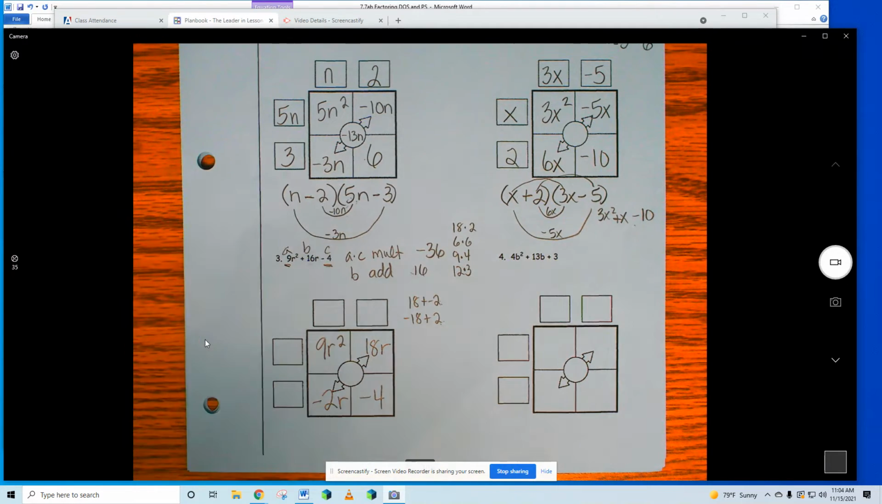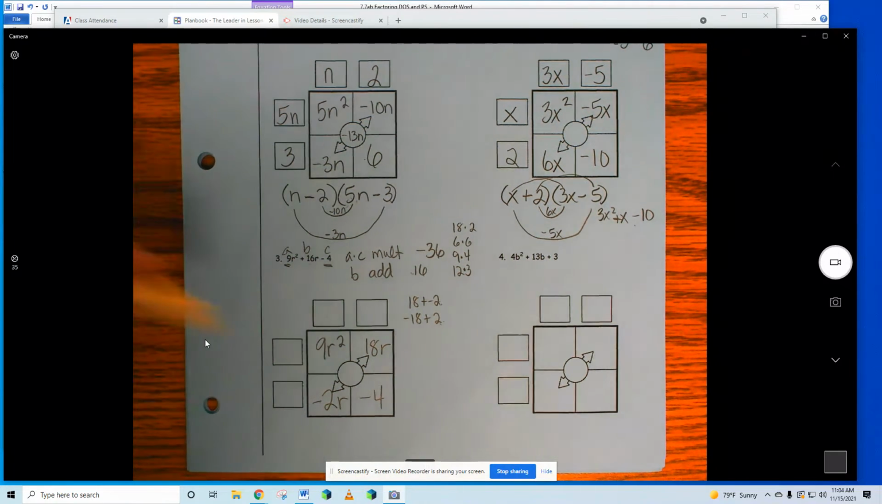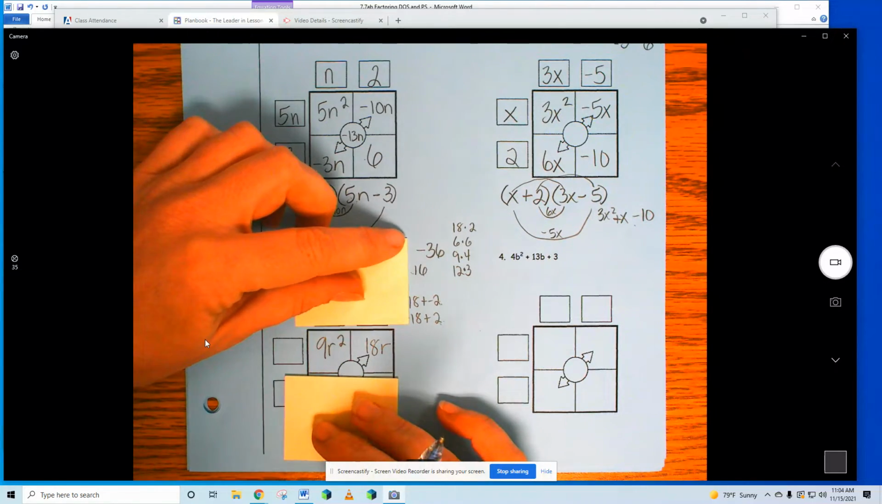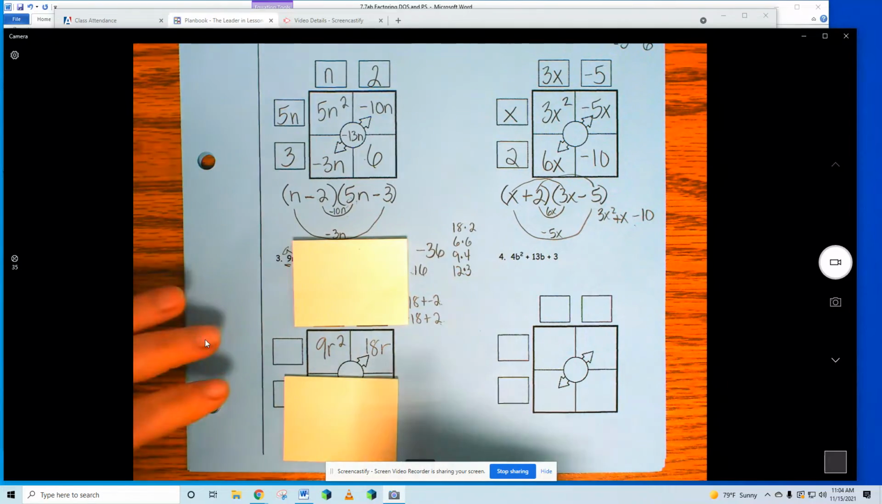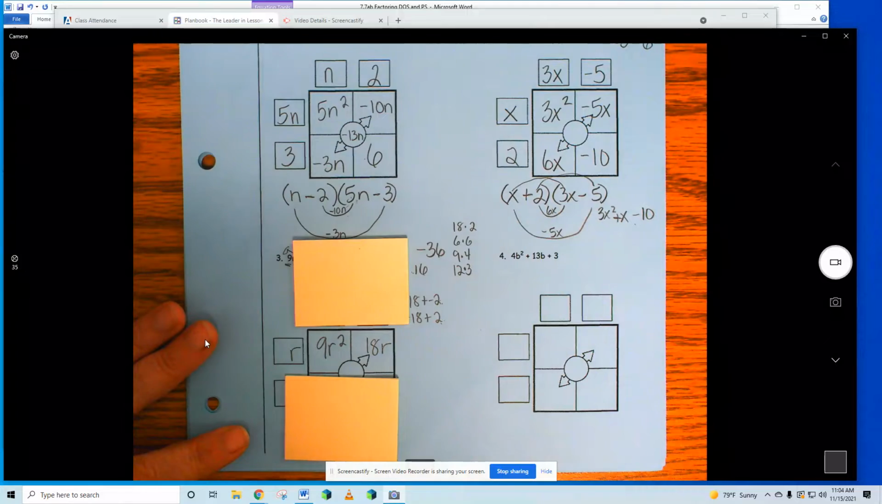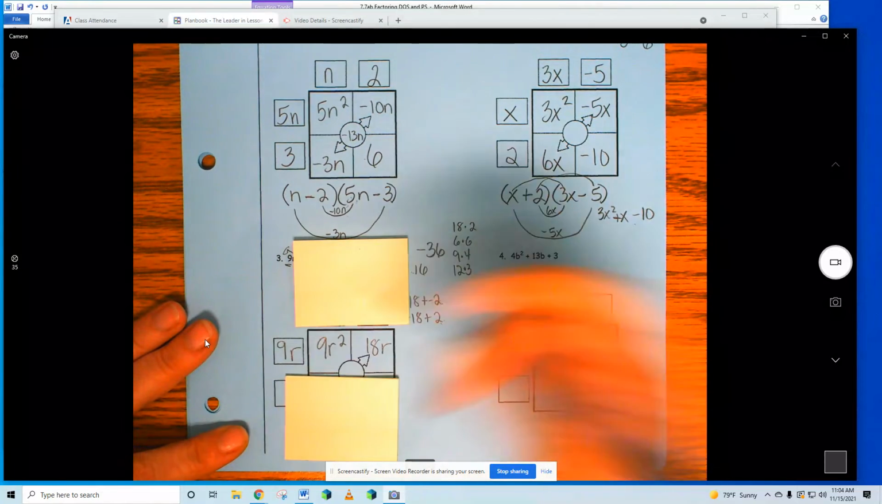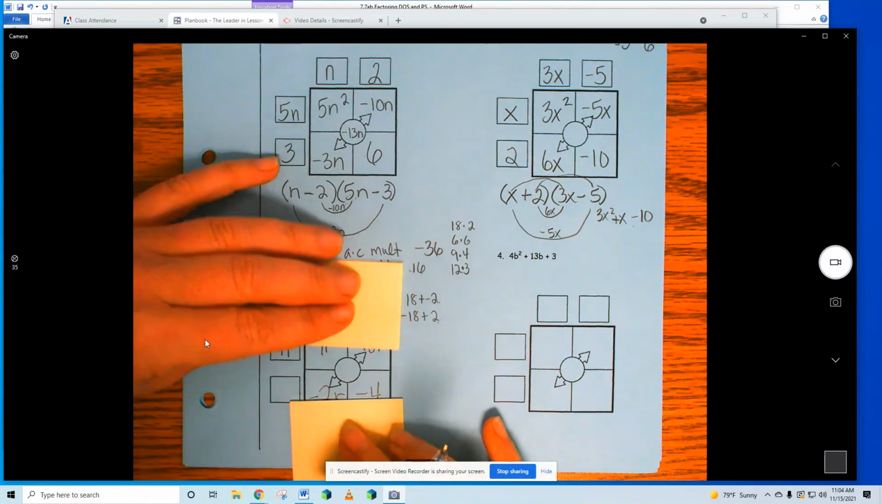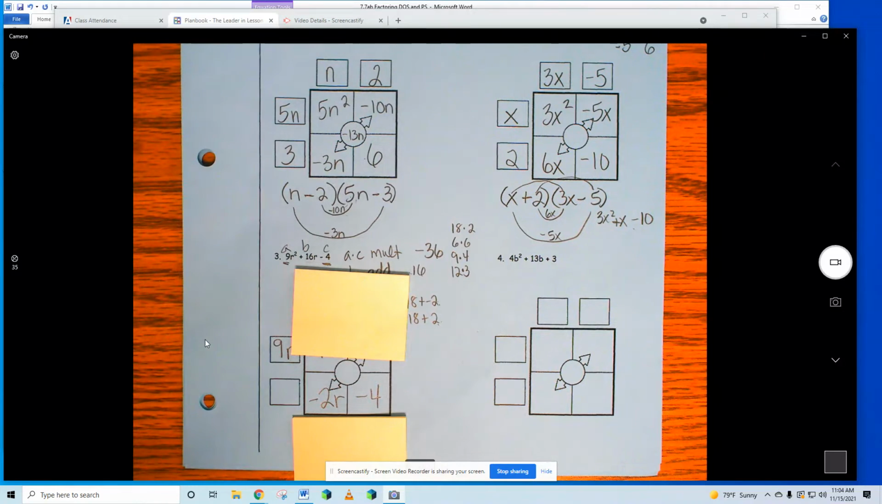So, cover things up. Start doing it. 9R squared and 18R. What's the factor that's the same? An R for sure. Is there a number that's in common? 9. Okay. Great. Negative 2R and negative 4R. You guys, they're both negative. I have to factor out the negative right now.